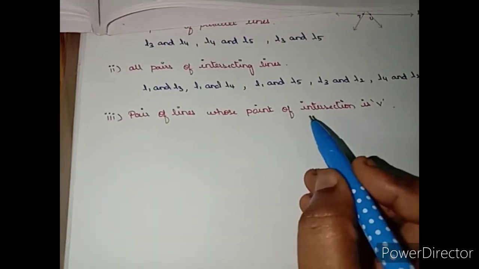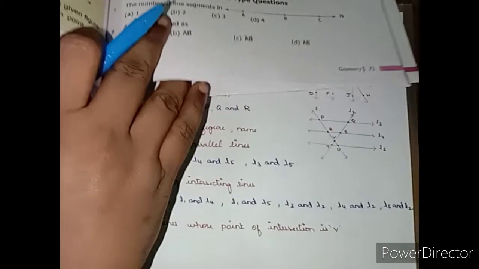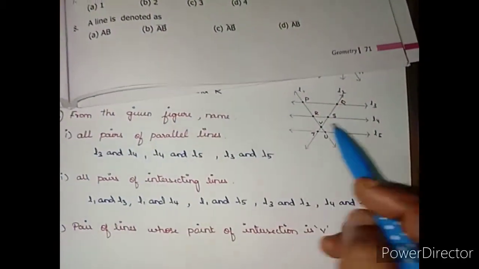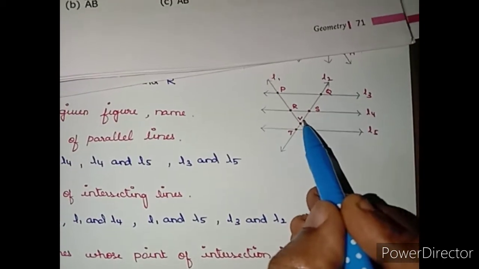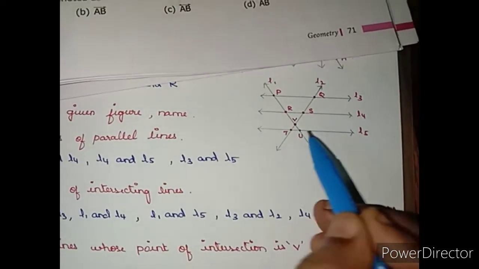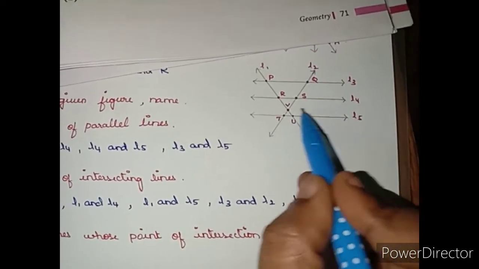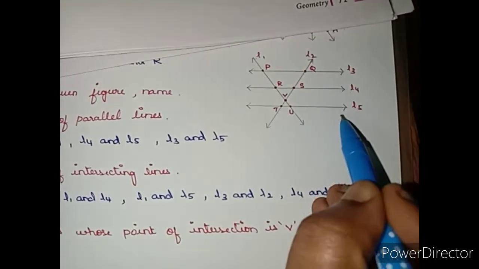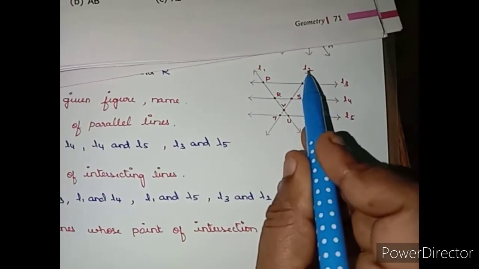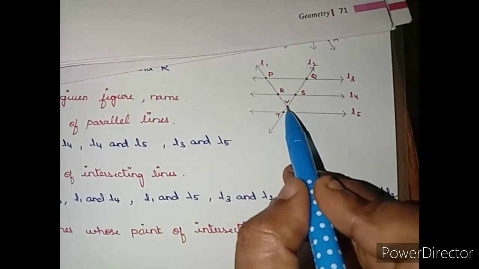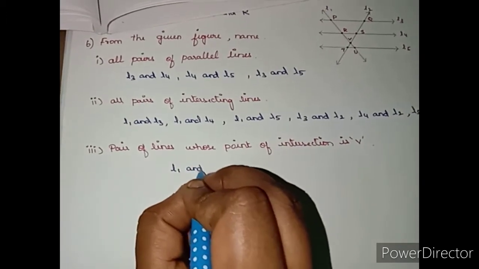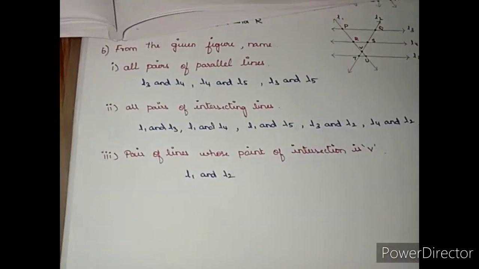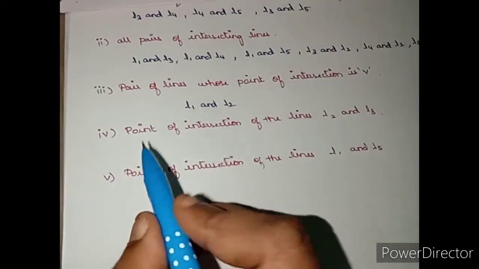So next is point of line whose point of intersection is V. If you see the picture, which point of intersection V is for which lines? L1 and L2. It doesn't join in any line like L4 or L5. It is in the middle. So L1 and L2. For L1 and L2, the point of intersection is V. So what is the pair of lines? L1 and L2.